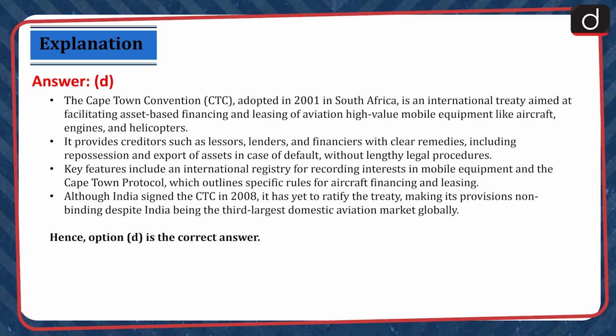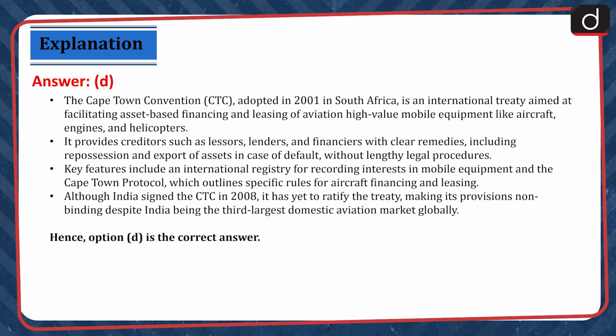The Cape Town Convention, adopted in 2001 in South Africa, is an international treaty aimed at facilitating asset-based financing and leasing of aviation high-value mobile equipment like aircraft, engines, and helicopters. It provides creditors such as lessors, lenders, and financiers with clear remedies including repossession and export of assets in case of default without lengthy legal procedures.